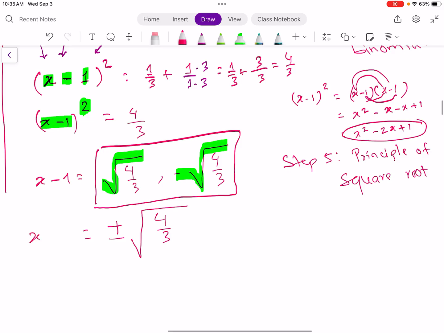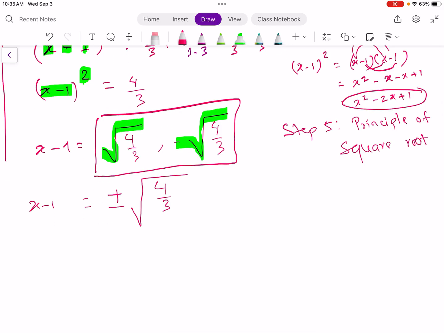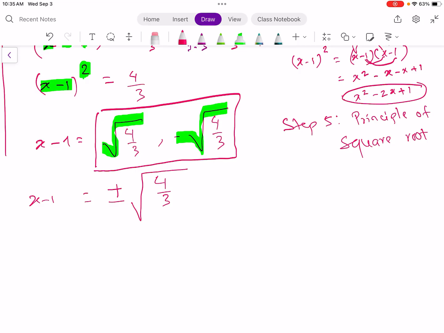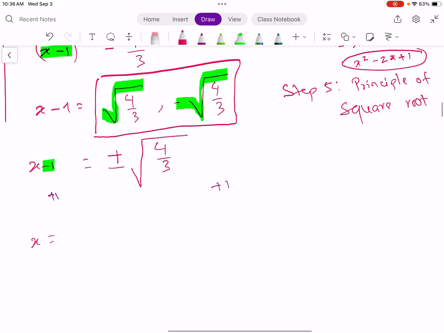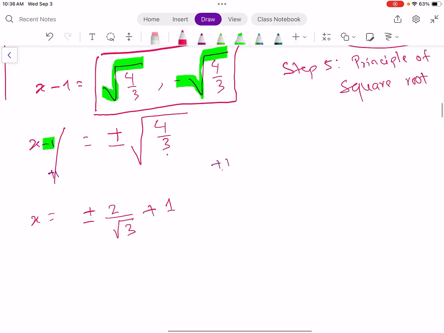So we have x minus 1 on the left side. Now do not forget we are solving this equation. Solving means we are making our x by itself. x has negative 1 on it, so let's get rid of negative 1. For that we add 1 on both sides. So we have x equals 1 plus or minus. We know the square root of 4 is 2, divided by square root of 3, and we are adding 1. So this is the solution for the quadratic equation. Now do you see two solutions here?